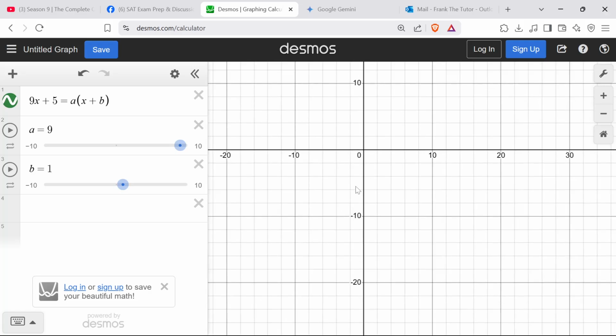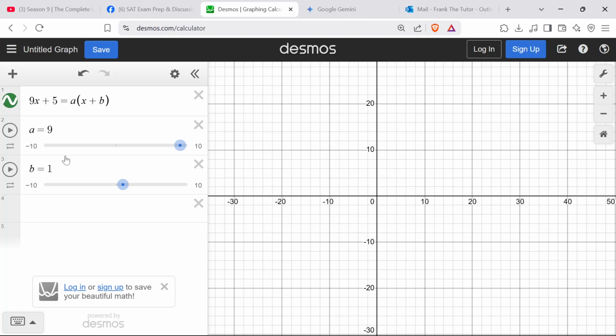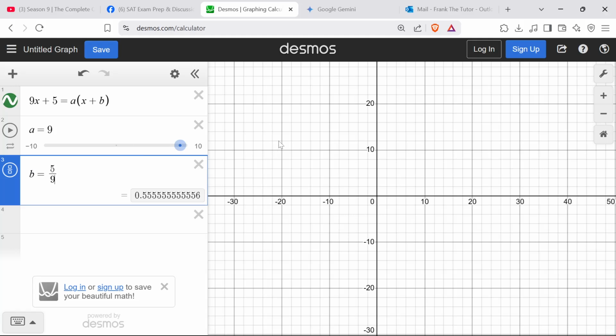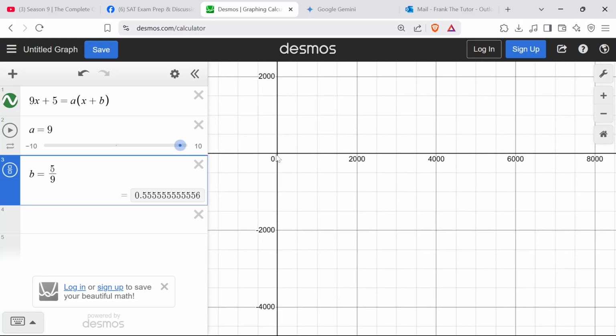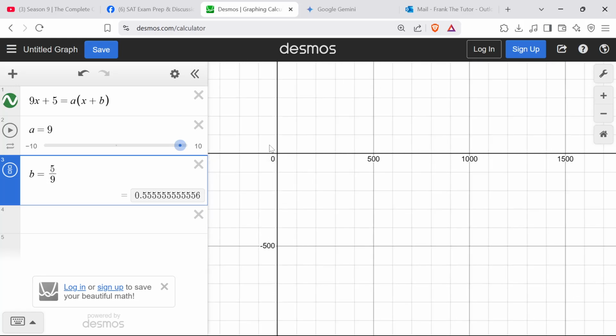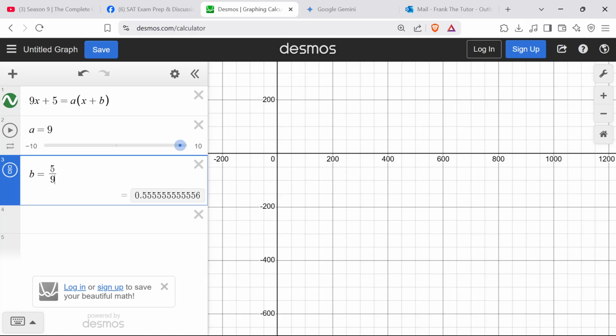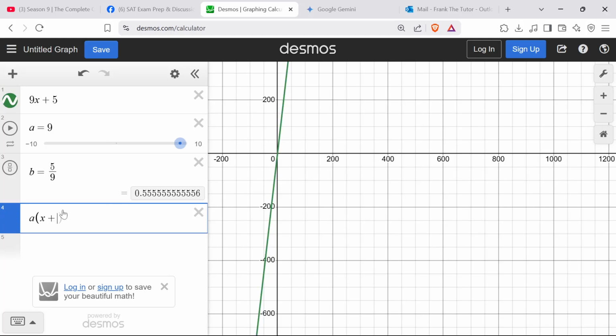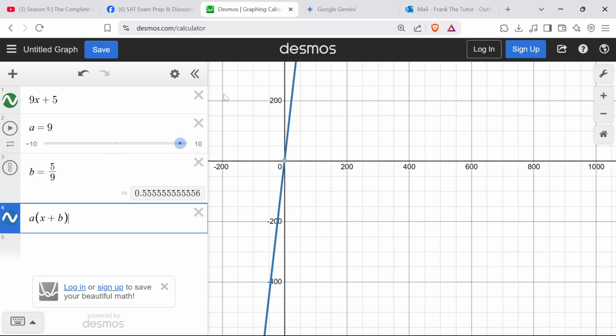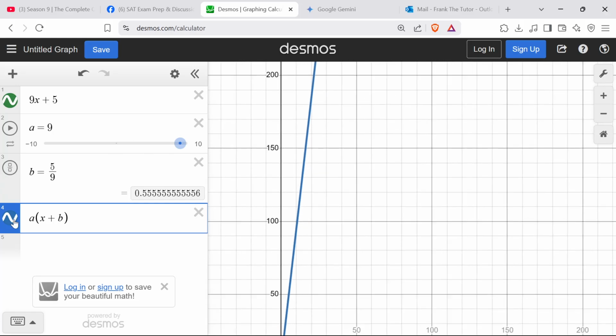This is the point I wanted to make. a is 9, and it's showing no solutions. And even if I make b as 5/9, it doesn't show infinite solutions. It has no way of showing that. So it would be misleading if I put them together. I need them to be separate equations so that I can see when they are the same line. So separate them into separate equations.